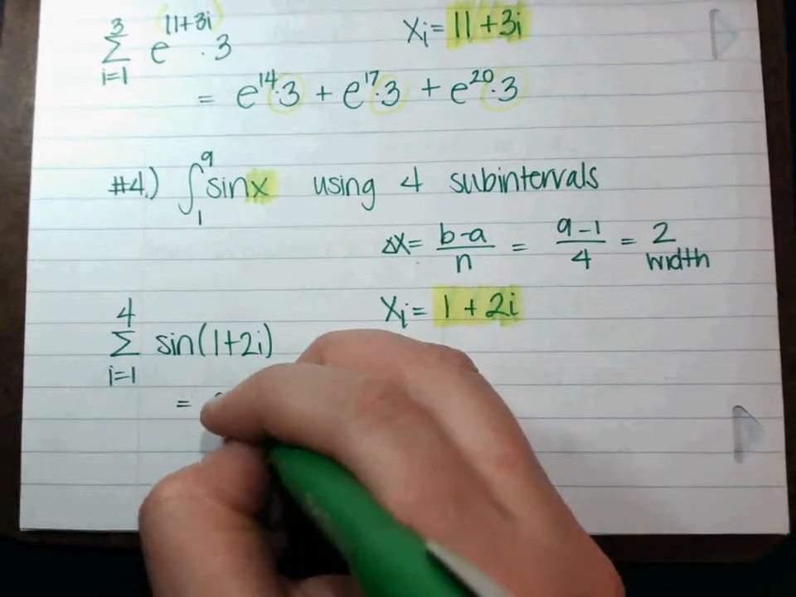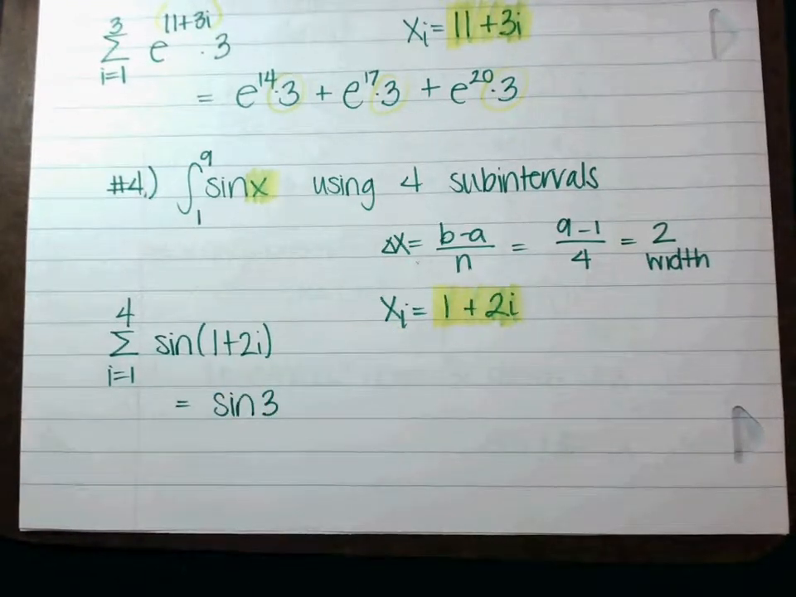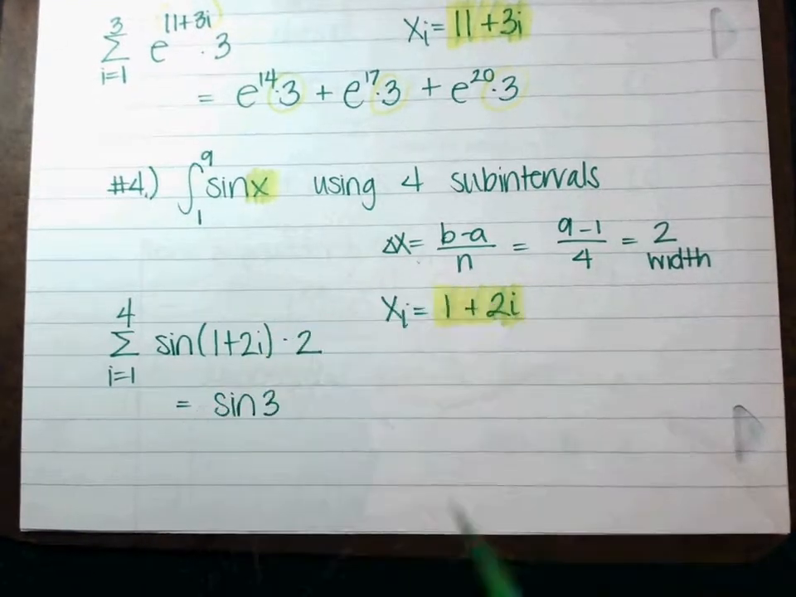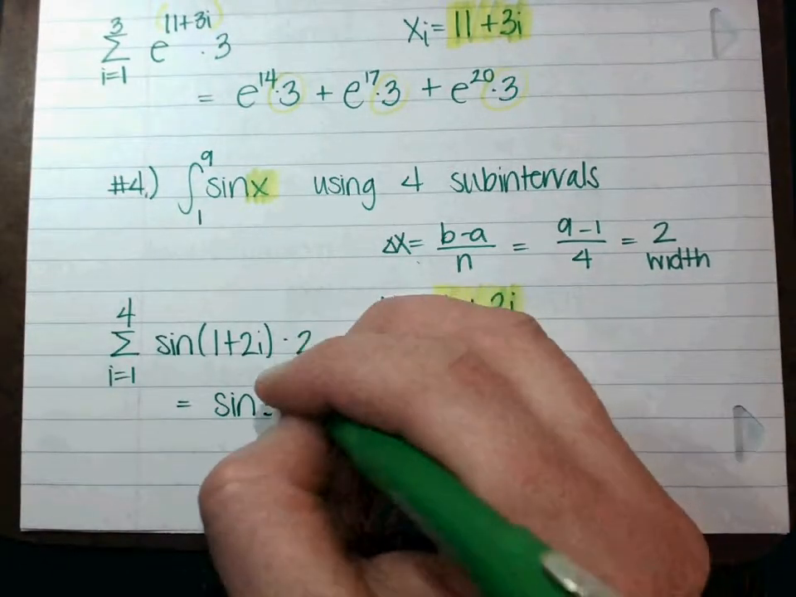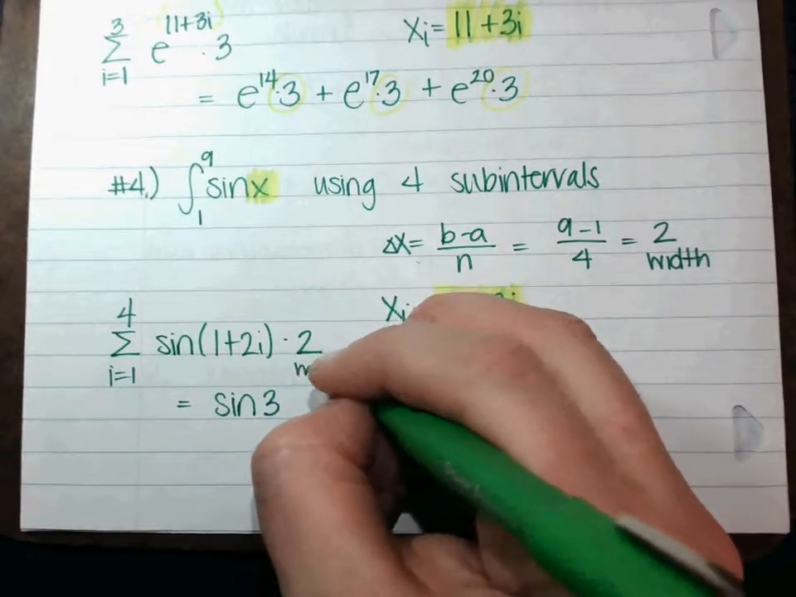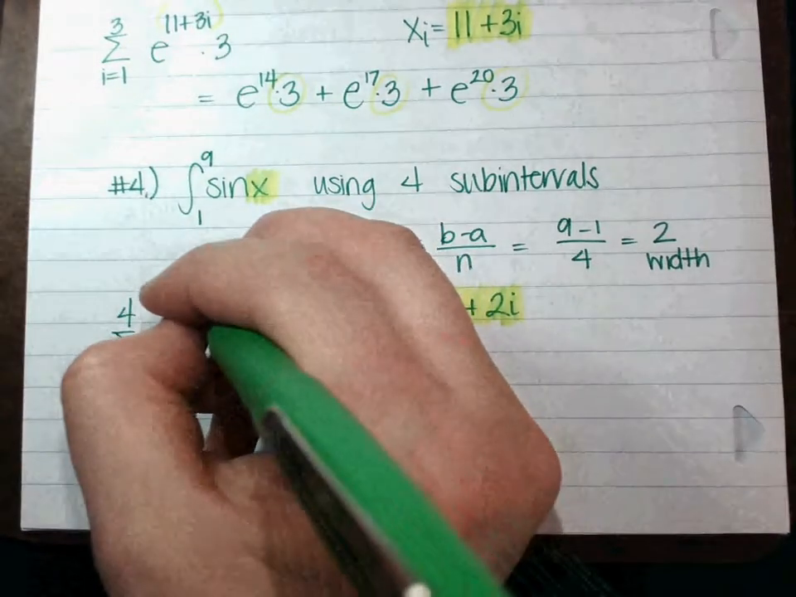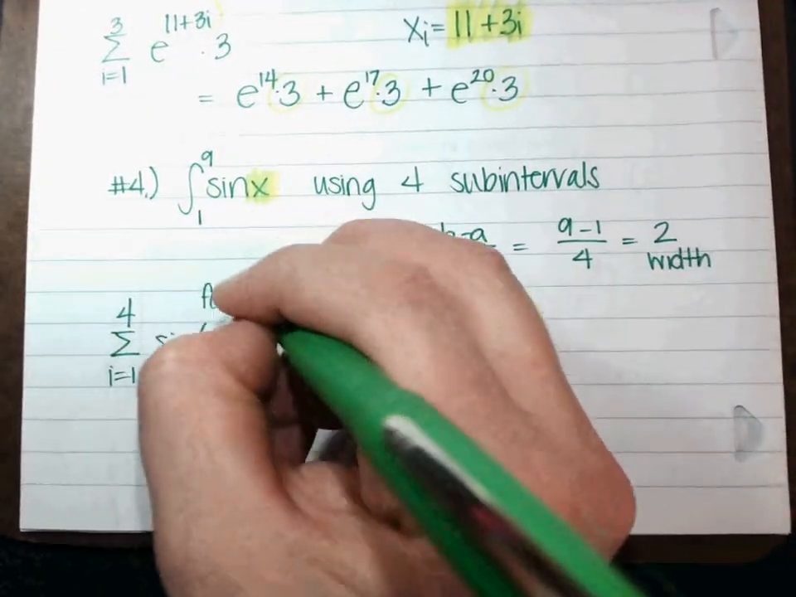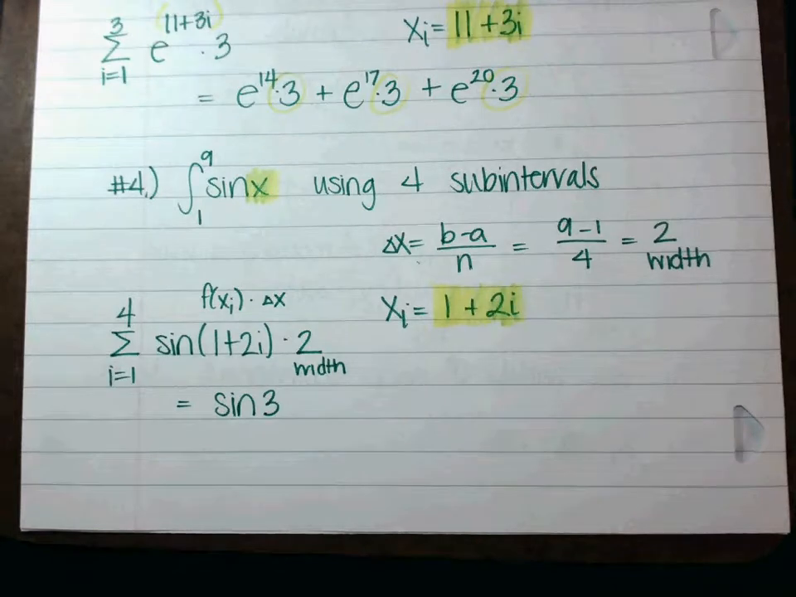Sine of 3. Oops, what did I forget to write? The 2 times 2. And what does that 2 come from? That's the width. Okay? So this is my f of x sub i. This is my delta x. And both of those pieces should always be there.